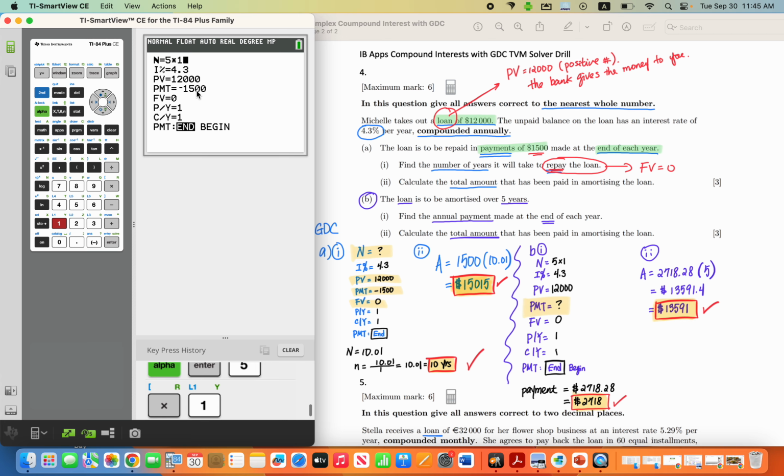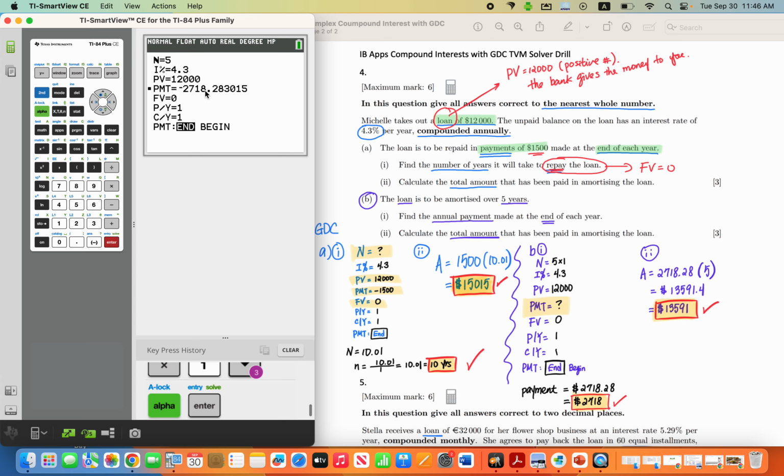Right now I want to know what the difference will be if I choose 5 years instead of the earlier number of years, which I don't know yet. This time they want me to figure out for 5 years, what will be my new payment? So I'm going to move my flashing cursor all the way to payment. Now I hit alpha, enter. Ooh la la. Why is it negative? Well, because you're making a payment. You're taking money out of your pocket to pay the bank.